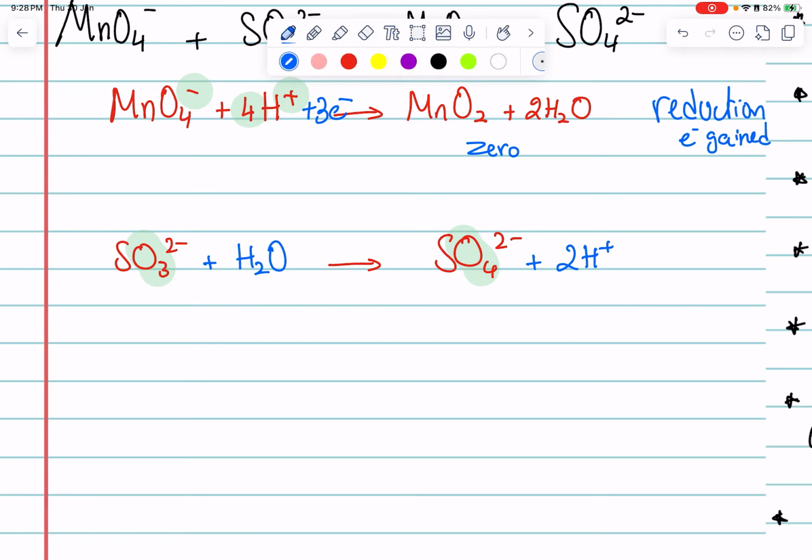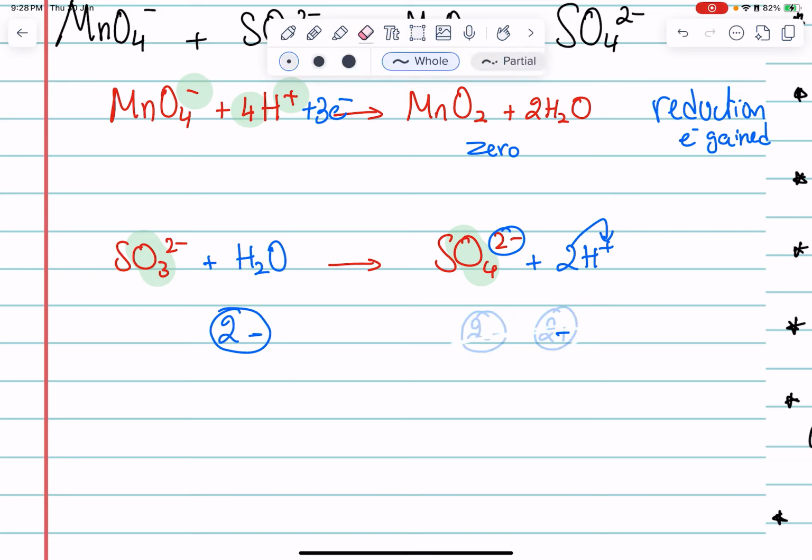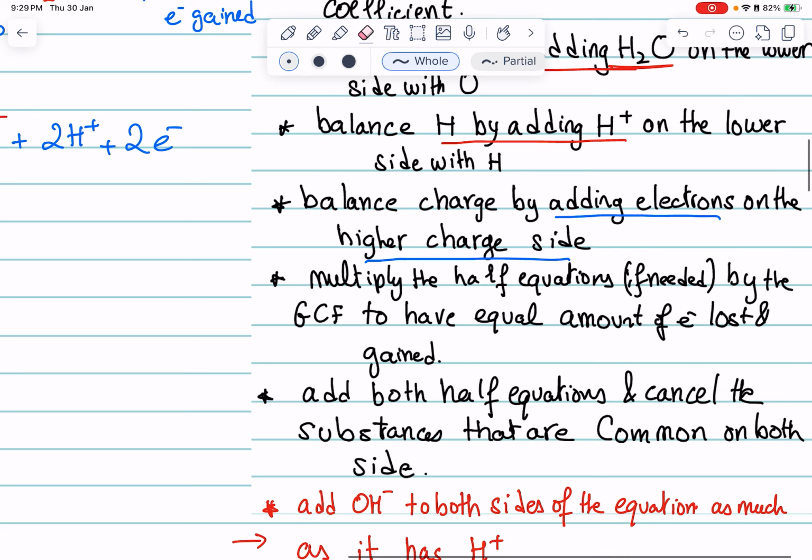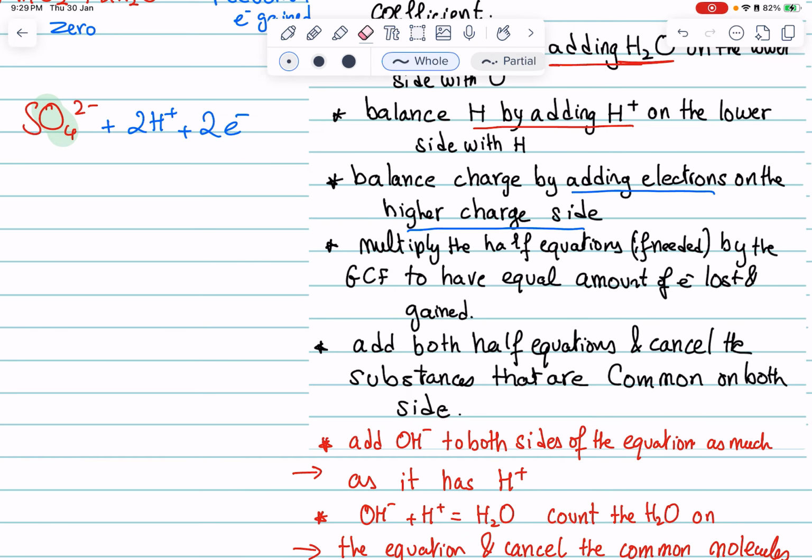Now the last step is to count the charges. I have a 2 minus on this side. And on this side, we have a 2 minus and 2 plus. So that means we have a 0 charge, no charge. It is neutral. So the higher side is this one. So I need to lower it to become equal to 2 minus. So I'm going to add 2 electrons on this side. As I mentioned, you balance the charges by adding electrons on the side with higher charge.